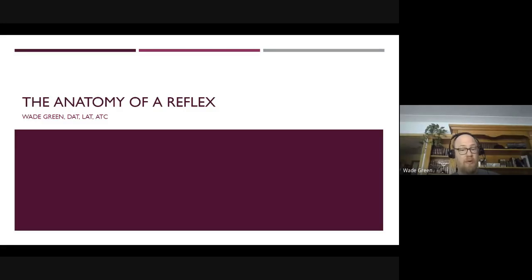Granular as well, because we're going to link the reflex itself to pathology, right? And talk a little bit more about that.